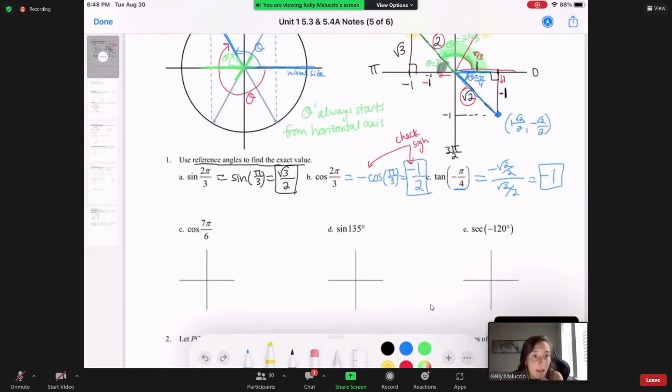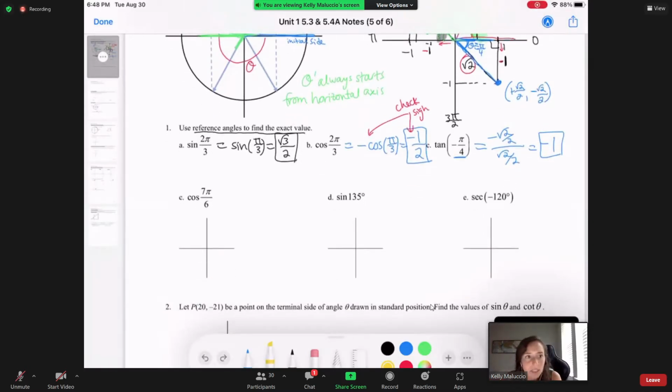Okay, so now I have some room because we're going to draw some things here. So cosine of 7 pi over 6. I need to figure out where that is and what my reference angle is, and then I can figure this out. Let's see, 6 pi over 6 is just pi, right? So this is 0, pi over 2, pi. Pi is the same thing as 6 pi over 6, which means 7 pi over 6 is just slightly more. So somewhere here, this would be 7 pi over 6.